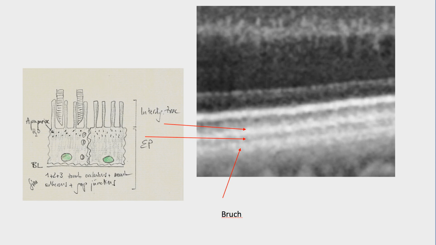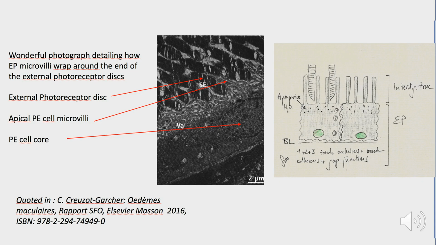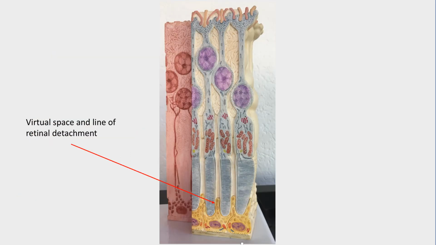Here the interdigitation zone where the sensory retina meets the RPE. This wonderful electron microscope photo is essential. The RPE microvilli wrap around the tips of the photoreceptors, but there is no close connection. This is where the detachment of the retina takes place. This virtual space is where retinal detachment happens.